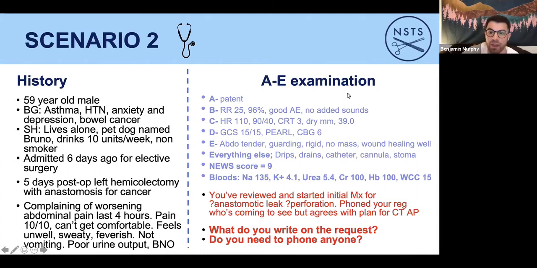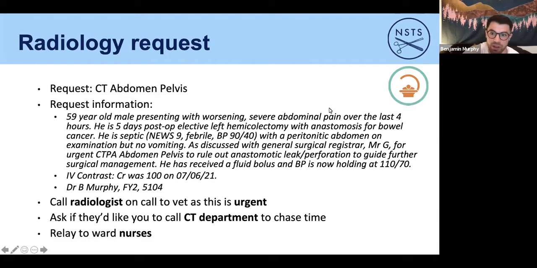I mean, I didn't do this in a rush, so I've got a few more words in mind, but you've got all the salient points, Joe. So this would be a request for a 59-year-old who came in. He's presenting with worsening severe abdo pain and he's 5 days after an operation.